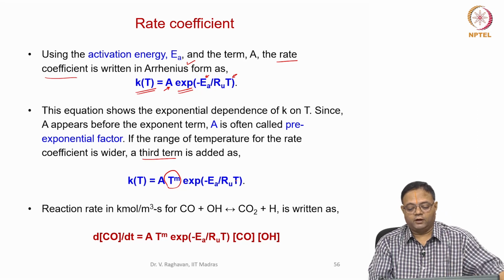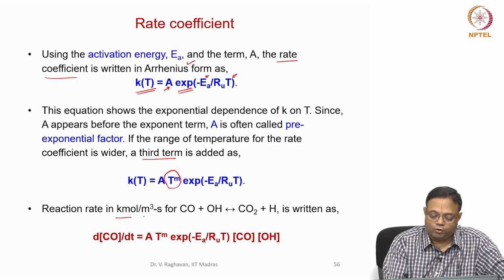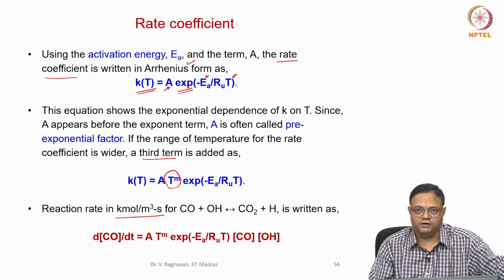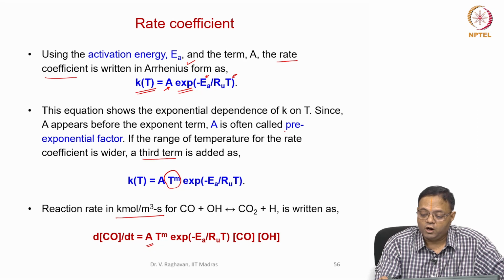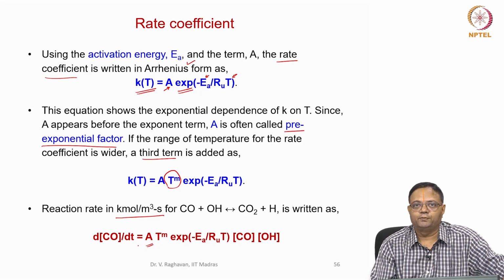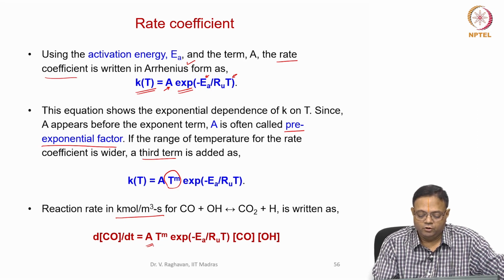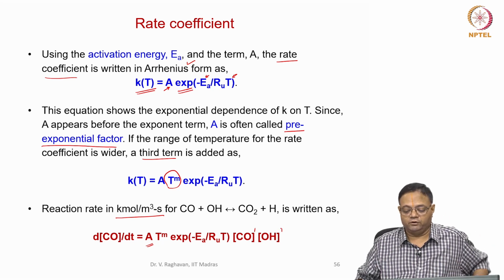Okay, so now combining this, I can write the rate equation. Reaction rate, as I told you, has the unit of kilomole per meter cube per second, equal to A. This A is also called the pre-exponential factor because it comes before the exponential term, or the probability term, times T power m, exponent of minus Ea by RuT, and concentration of CO power 1 and OH power 1. So that is the rate equation.